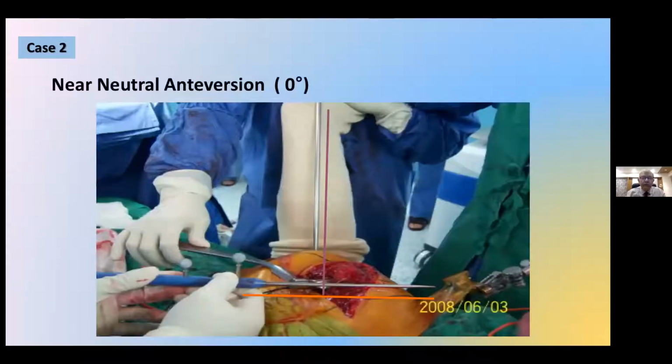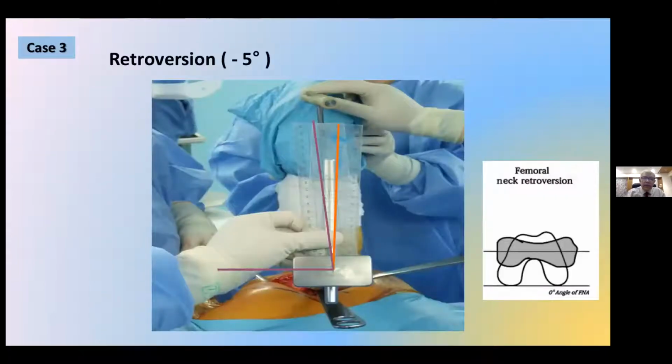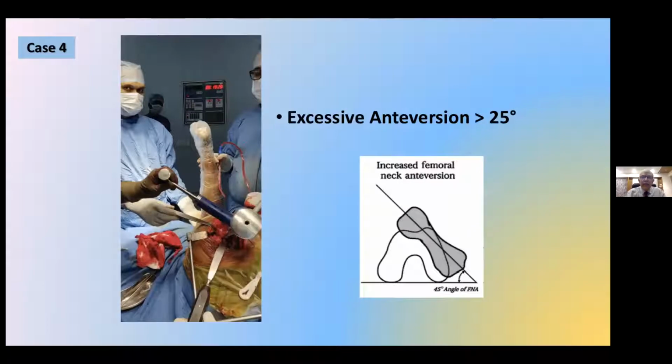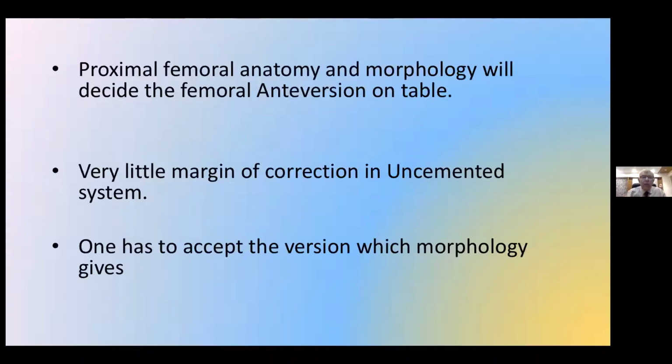A second condition where we achieved a good press fit stem on a trial, but the neutral anteversion of 0 degree. A third condition where the retroversion was there, but the stem was press fit, and it went into that direction only. And in another condition, there was excessive anteversion, which is more than 25 degree. So this is not in our hand.